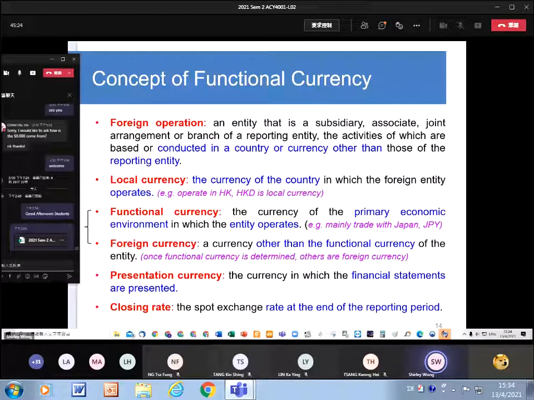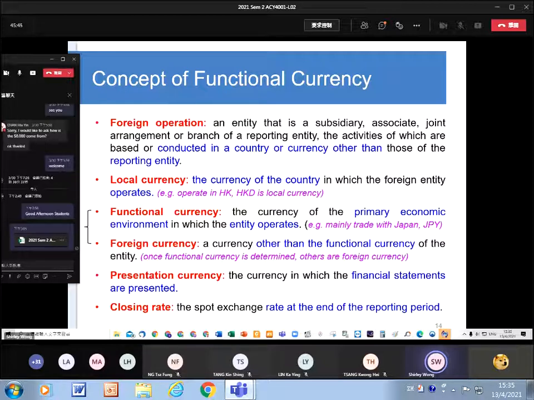Okay, so any questions about local currency, functional currency, and foreign currency? Local currency, let me remind you again, you have no choice. It depends on where you operate. Functional currency, you have choice. You can decide depending on your primary economic environment. Foreign currency, once you choose the functional currency, the others will automatically become the foreign currency.